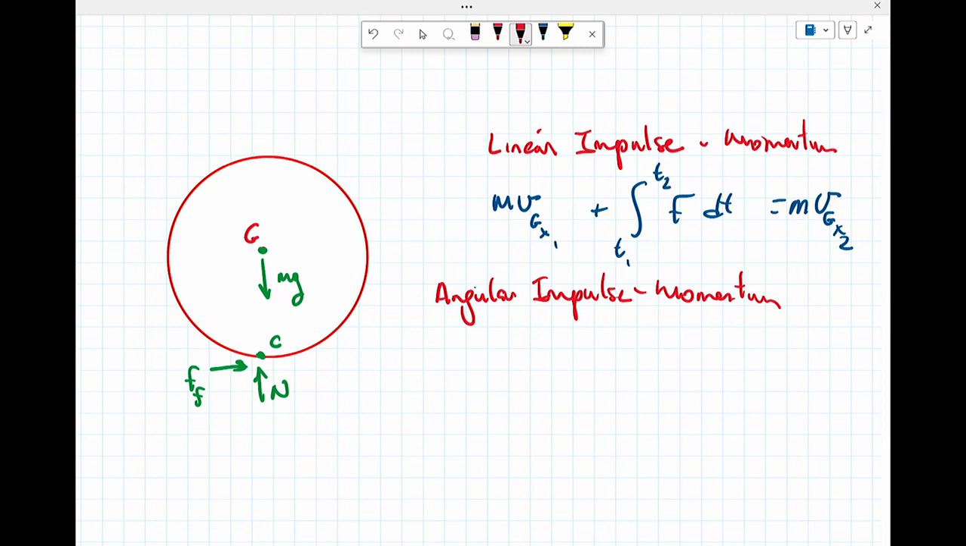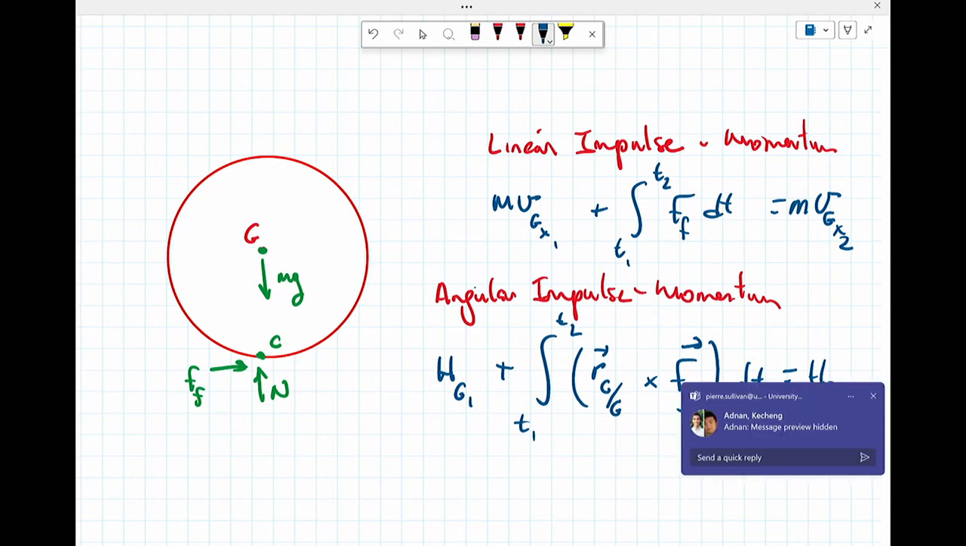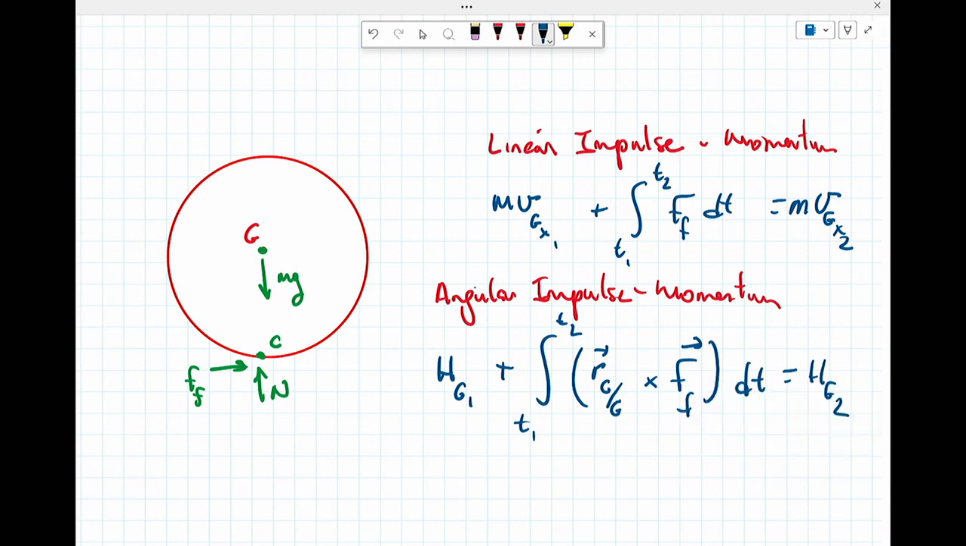So I also have angular impulse momentum because this thing is rotating. It's going to clearly rotate. And as it clearly rotates, I need to deal with that. The only force acting in the x direction is the force of friction, so I don't need to make this more complex than it needs to be. I have m v_Gx1, force of friction, and it's the only term acting in the x direction. I'm not worried about the y direction because nothing's happening in that direction. It's not bouncing. It's not doing anything exciting.